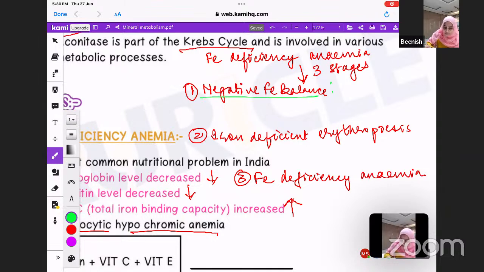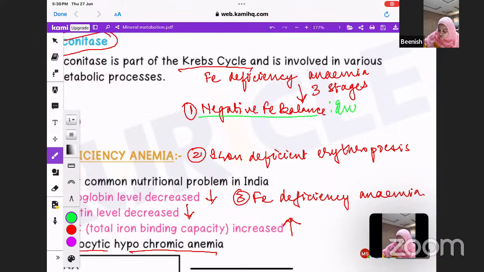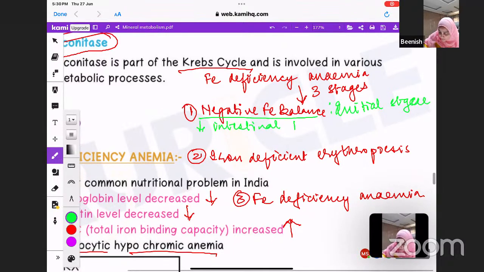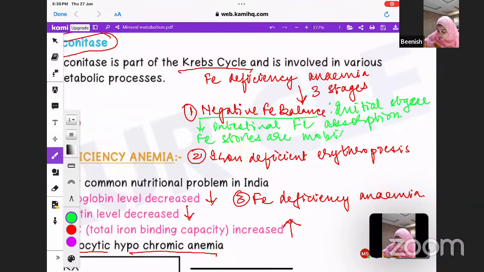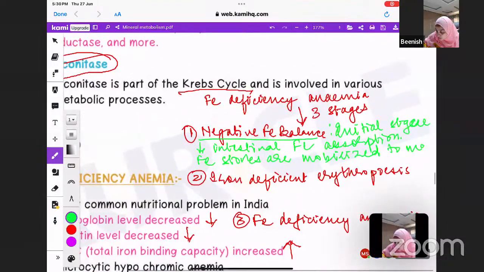So what do we mean by negative iron balance? This is the initial stage and there is insufficient intestinal iron absorption, decreased intestinal iron absorption. So iron stores are mobilized to meet the body's demand. And as I just told you, your ferritin is the storage form of iron. So the excess iron in the body is being stored as ferritin. So what will be decreased? You will at this stage see low ferritin levels.